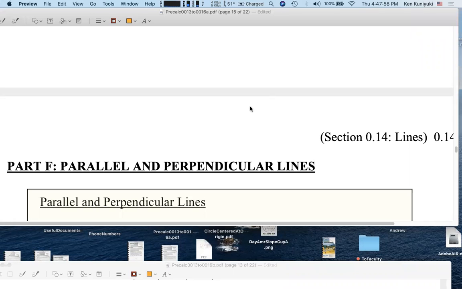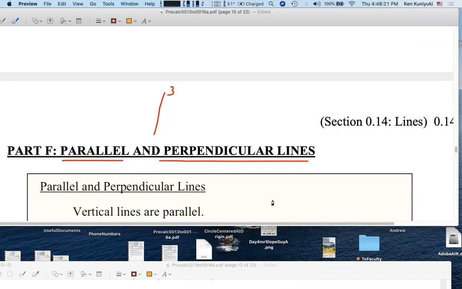Hi everyone. Try to remember parallel and perpendicular lines. If I have a line of slope 3, this guy's kind of steep, what will be the slope of any parallel line, and what will be the slope of any perpendicular line to this line? I'm assuming that we're in the xy plane.